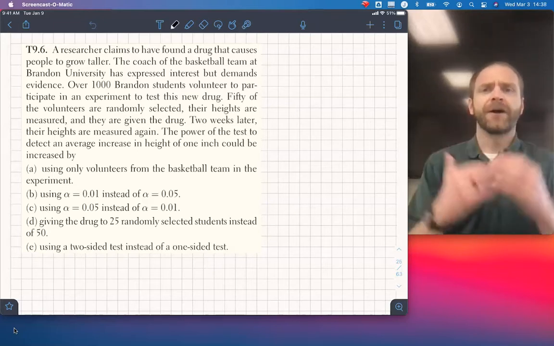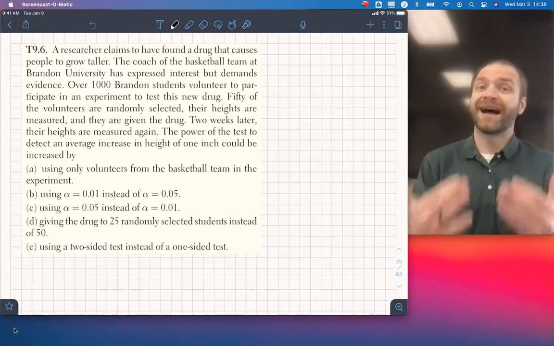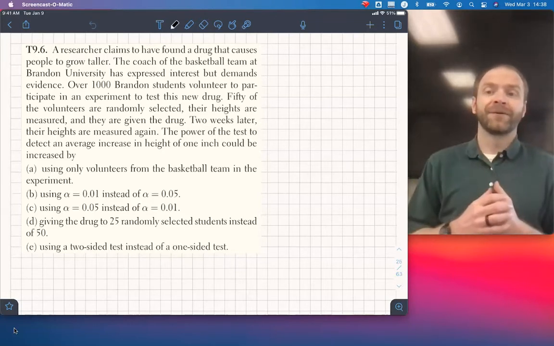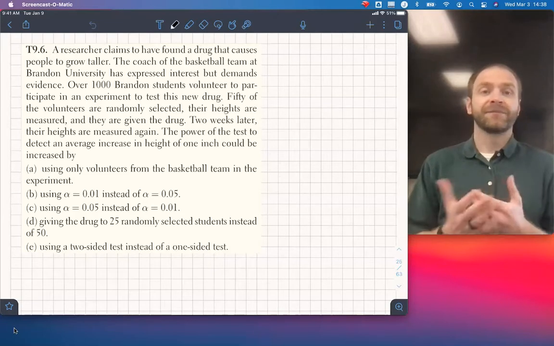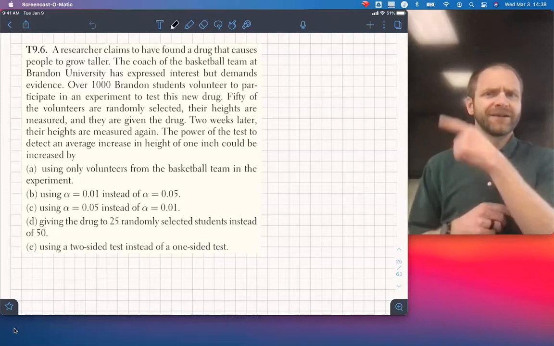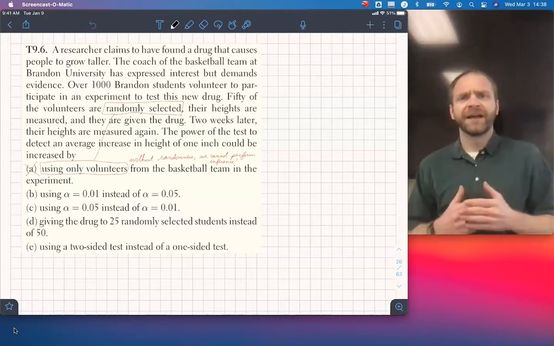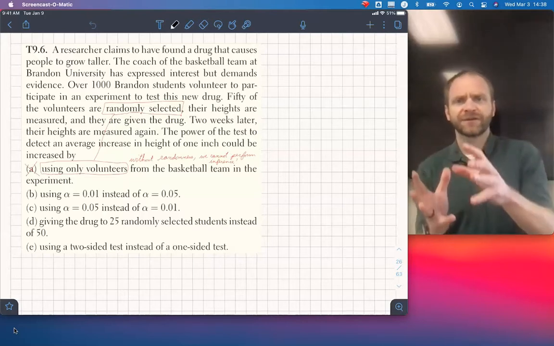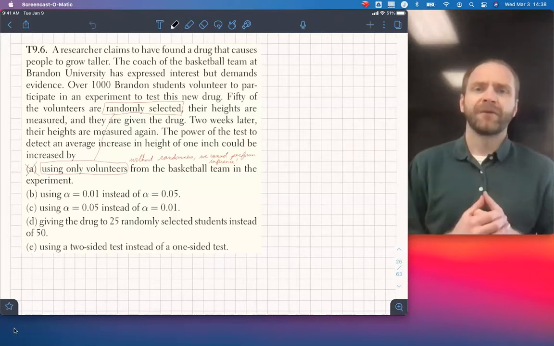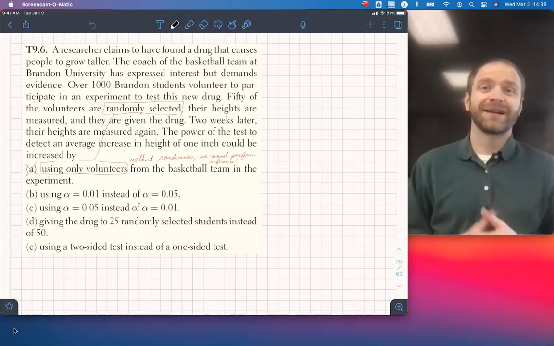So we want to increase the power by, well, again, there's this huge list, and I have to read it, which means I have to figure out which ones are not the answer, along with which one is the answer. So I'm going to go from the top to the bottom, doesn't matter. Let's look at part A. Using only volunteers from the basketball team in the experiment. Now that sounds eerily familiar, but here it just says using just volunteers. Notice the experiment itself had volunteers, but then with those volunteers, there was random selection that occurred in that process. So without that randomness, we cannot perform inference. So I can eliminate choice A.